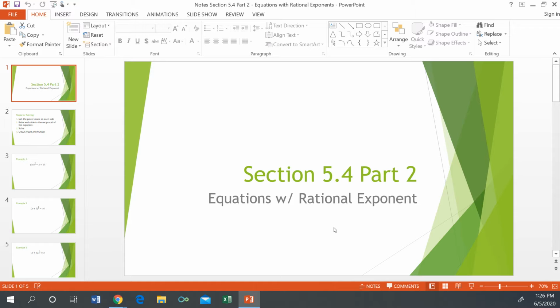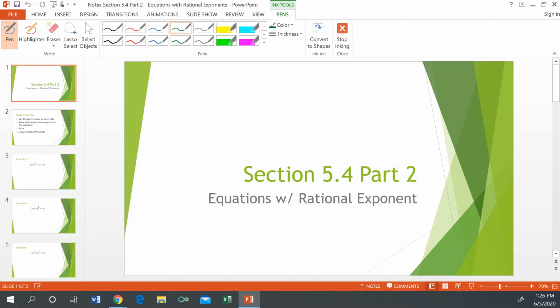Section 5.4, part 2. We did radical equations, with the square root. Now we're going to do a rational exponent. If you remember what a rational exponent is, it's a fraction, like x to the 2/3.